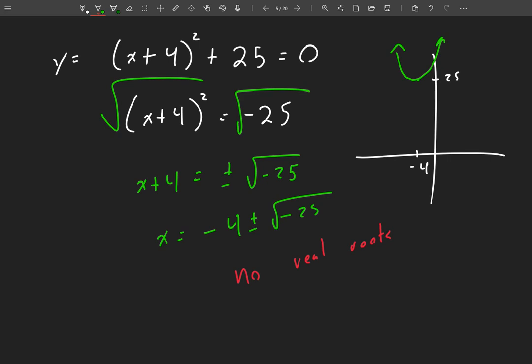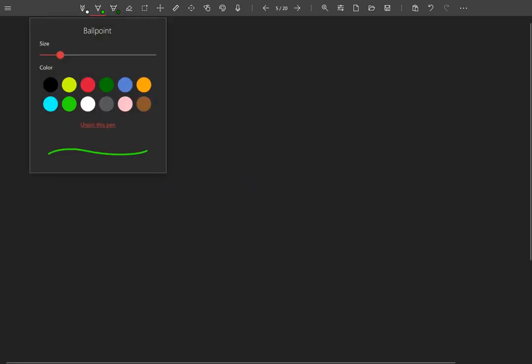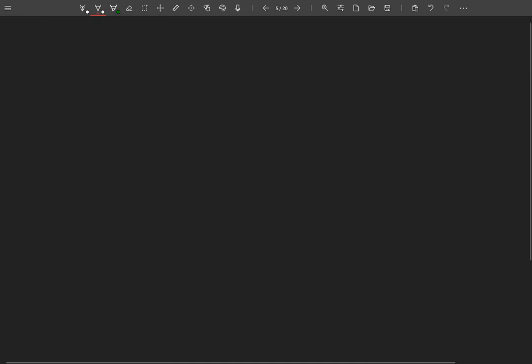That's how that works. Okay, so far we've talked about how to find the vertex, which is really easy. It's just negative 4, 25. You just switch the sign, don't switch the sign, done. We've talked about how to solve for roots. Now let's talk about how to find the y-intercept. Let's actually write that. Finding the y-intercept.